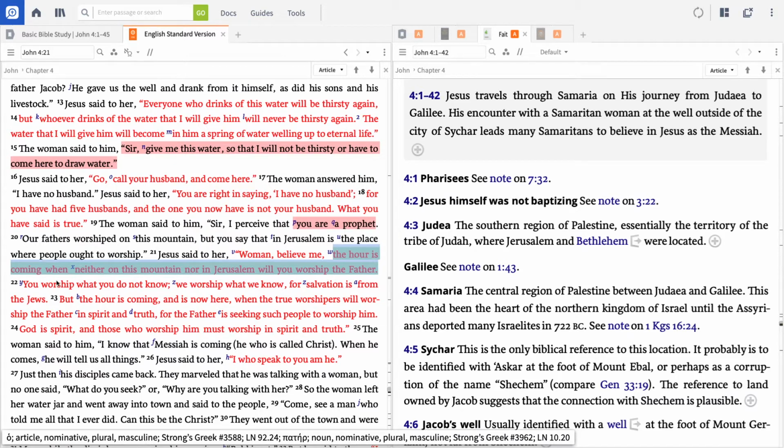We got a ways. "You worship what you do not know. We worship what we know, for salvation is from the Jews. But the hour is coming and is now here, when the true worshipers will worship the Father in spirit and in truth."